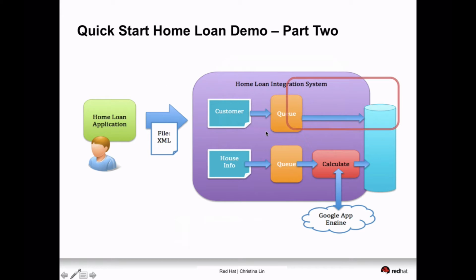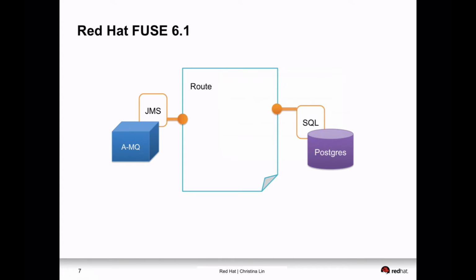In part two, after we get the information and process it, we want to persist it into a database. So we're going to take the information and store it into a Postgres DB, which I had on my laptop. For this quick start demo, I'm going to take the information I got from the messaging queue, do a little transformation, like making the XML file into a POJO, and put it into my Postgres database.